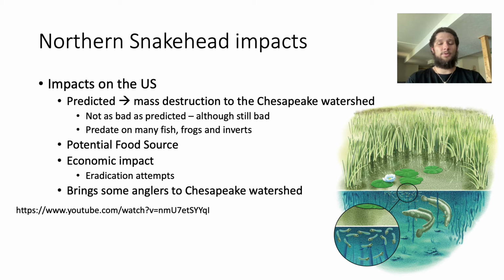Eradication attempts of the northern snakehead have proven to be fairly expensive so far. And there have been quite a few eradication attempts. However, it does bring some anglers to the Chesapeake Bay area searching for northern snakeheads because they are a very, very well fighting fish that many anglers would love to catch.